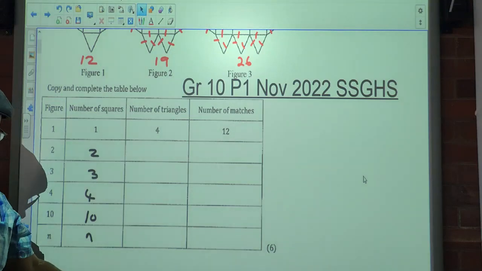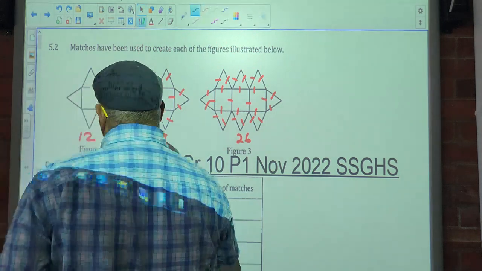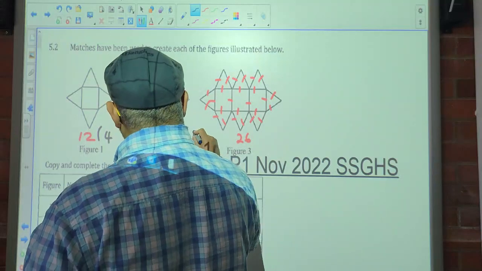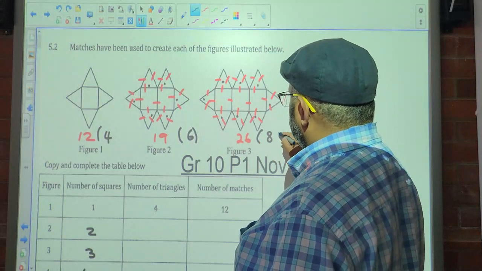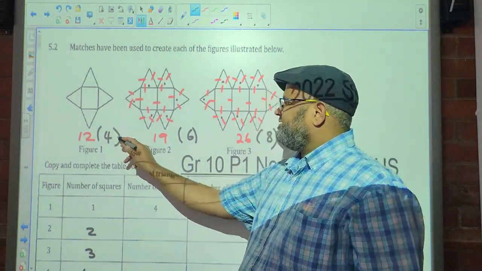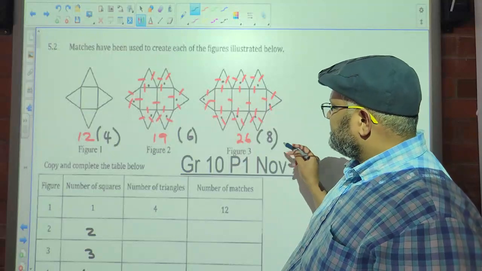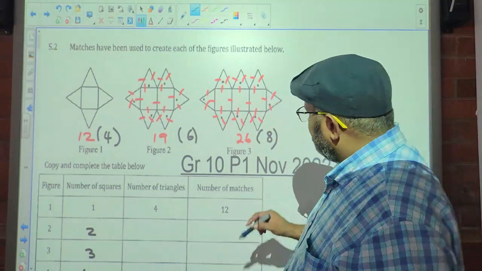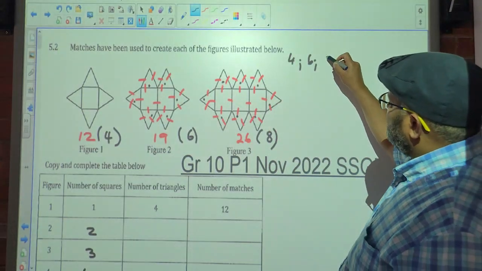Number of triangles. So I look at triangles here is 4. Here is 1. So your triangles is 4. Here's 1, 2, 3, 4, 5, 6. 1, 2, 3, 4, 5, 6, 7, 8. So what's happening here? I'm adding 2 all the time. But if I work out the general term here, then if I got 4, 6, 8.